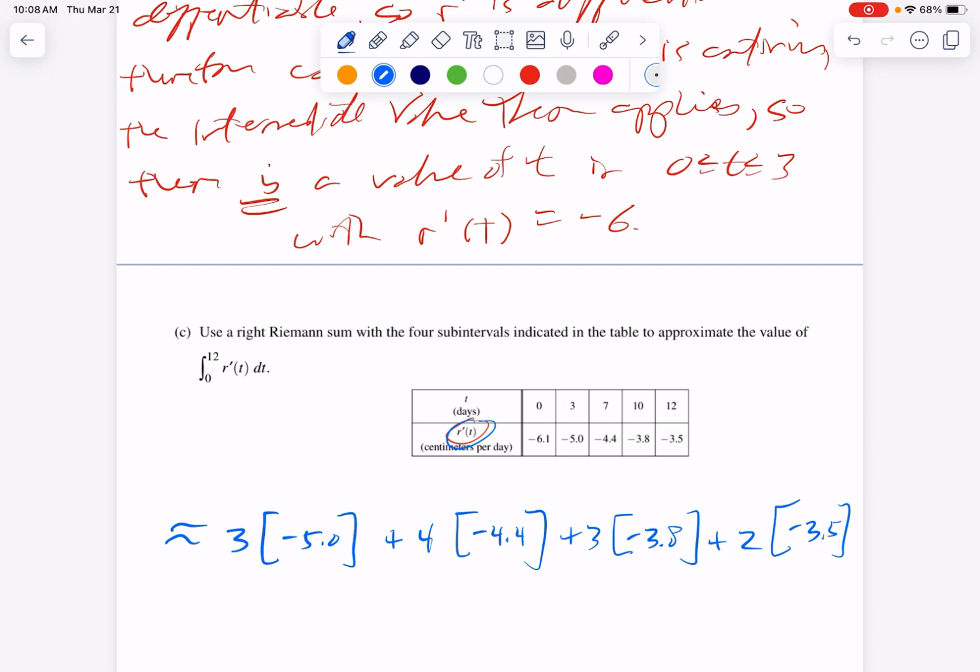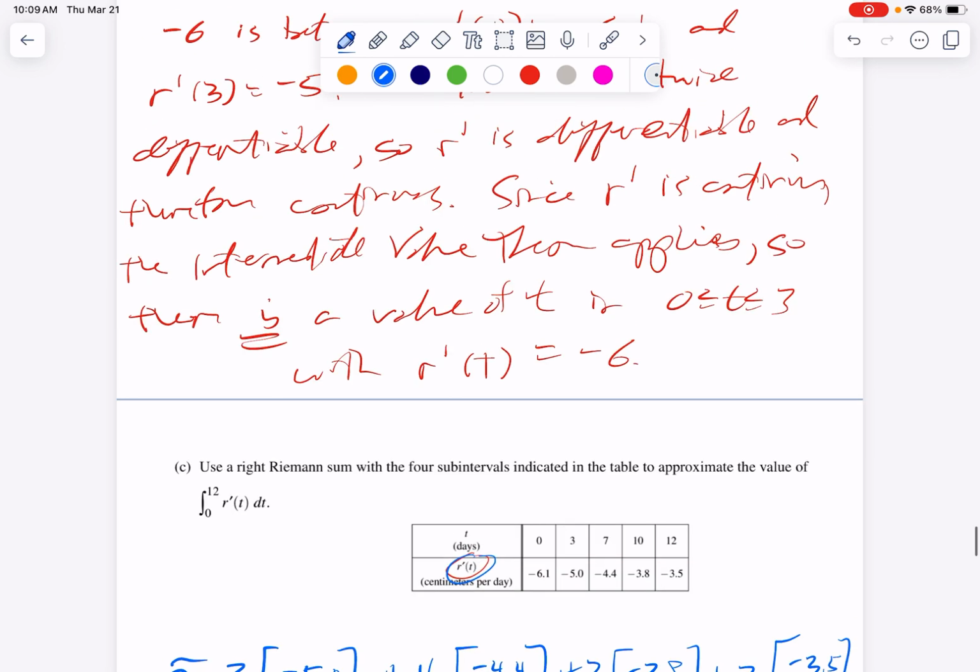Right, and the scoring here is 2 points. Basically 1 point for something that makes it overwhelmingly clear you know what a right Riemann sum is, and then another point for getting it perfect, because maybe you miscopied something.